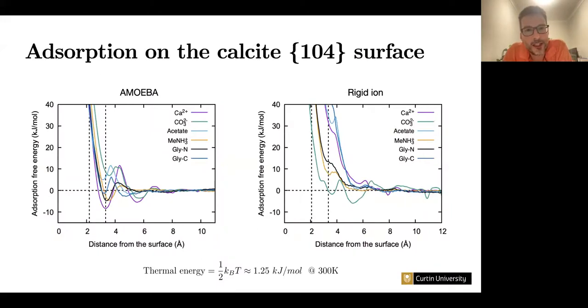So the adsorption on the flat surface is not particularly exciting, and this was expected. It's nothing really new. So both force fields predict a fairly weak binding of anything on the surface. And I'm talking about a pristine, defect-free surface of calcite. So there is nothing really for the system to anchor.